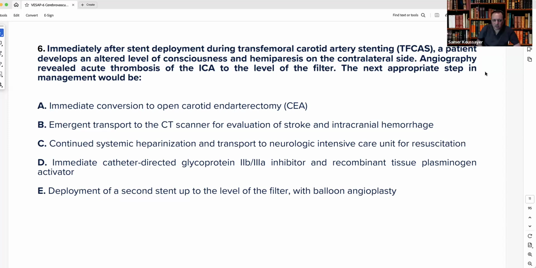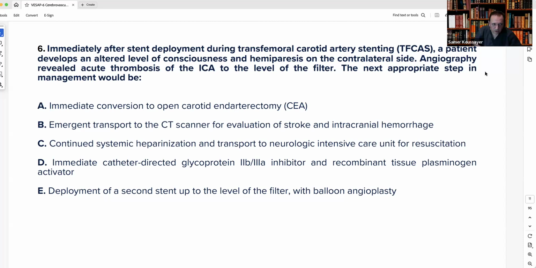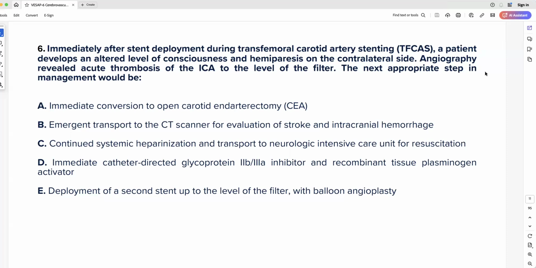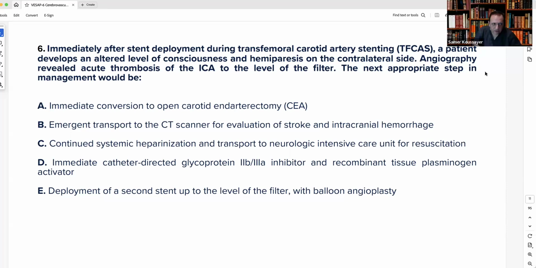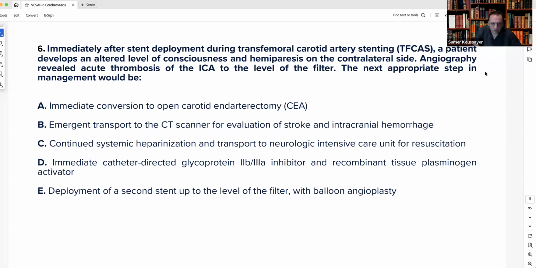I agree, some of the questions are not really good, but again, the whole idea is not to solve the question, but to learn from them. So let's go through one by one and see the options. Immediate conversion to open carotid endarterectomy. What do you think? Is it a good idea to just go and open? No, I don't think so. Why not? Because it may cause more damage to the artery. I think, like anything in surgery, if you have femoral artery thrombosis, you open, do a thrombectomy, and you're done. Why not go and open then?